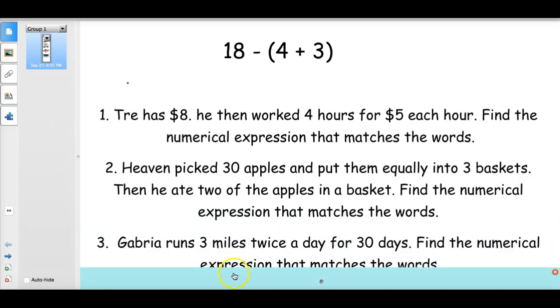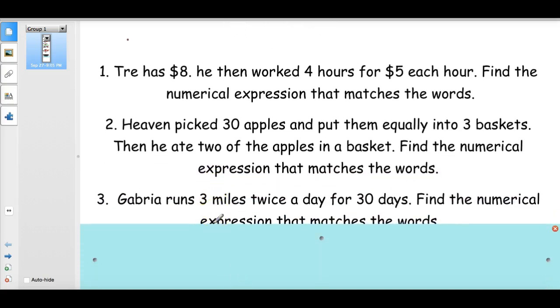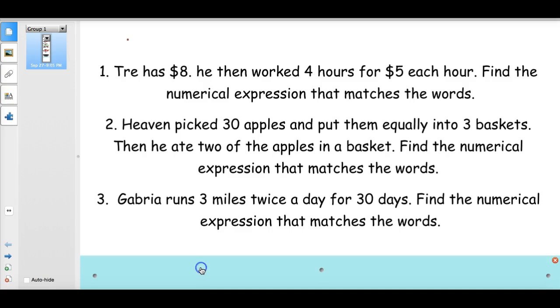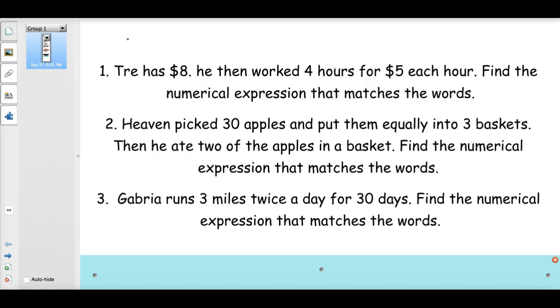All right, now I want you to pause the video and I want you to try to solve these on your own in your math journal. All right, so hopefully you solved these 3 problems, not solved them by finding the answer, but solved them by showing the numerical expression.